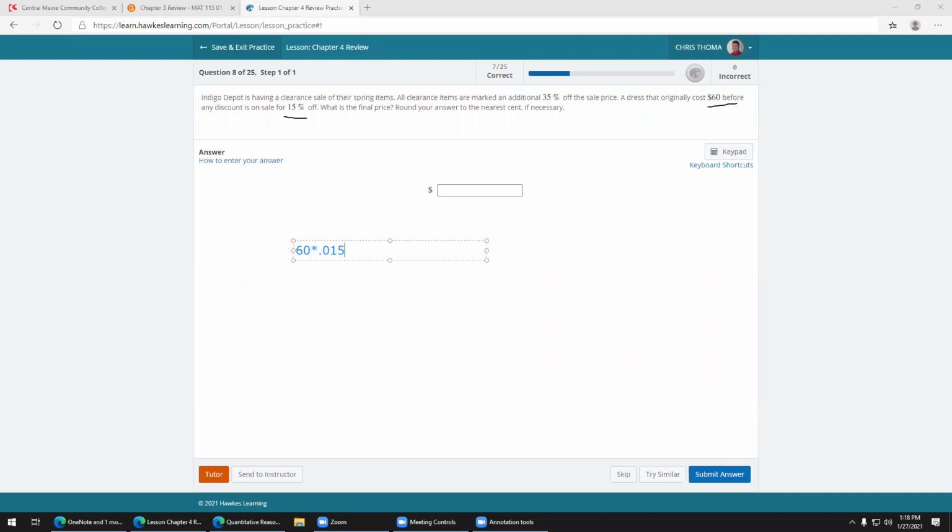Put my decimal in the wrong place, so we fix that. 0.15. So 60 times 0.15. Now I just typed in my calculator the same way. 0.15, there we go. That is equal to 9. So I take $60 and minus 9, which then gives me 51. And then I'm going to take an additional 0.35 off that one.